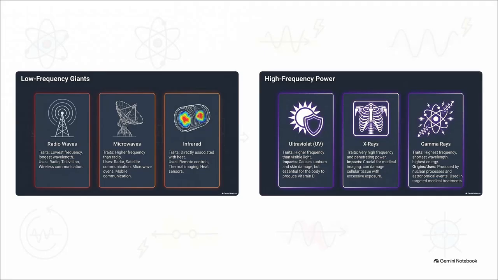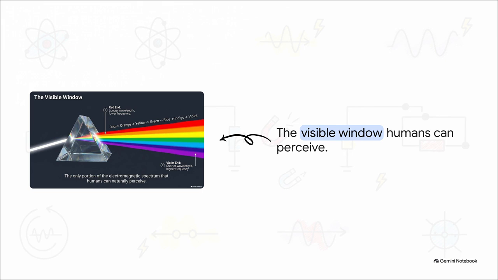When we look at the extremes of the spectrum, we see exactly how frequency dictates power. On the low end, we have the low-frequency giants. Radio waves have incredibly long wavelengths, which makes them safe enough to constantly pass right through our bodies to broadcast television signals. But on the exact opposite side, we have extreme high-frequency power. Gamma rays have such a short wavelength and high frequency that they carry enough raw energy to actually damage cellular tissue. But right smack in the middle of these massive extremes is what we call the visible window.